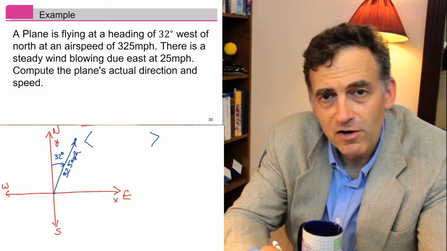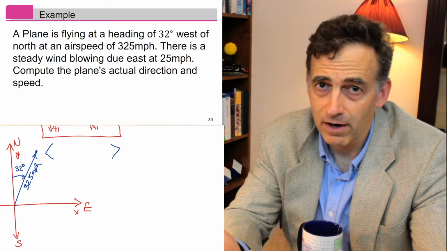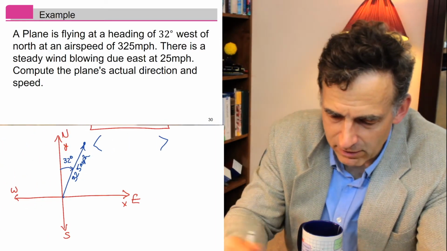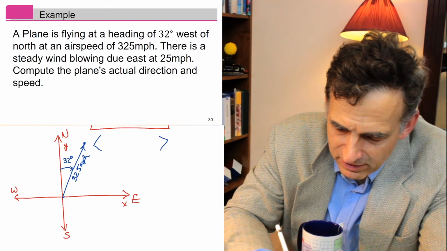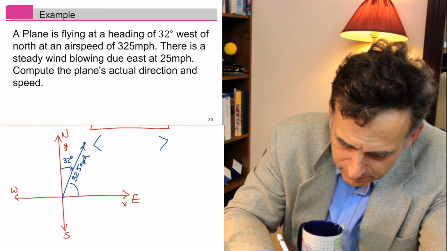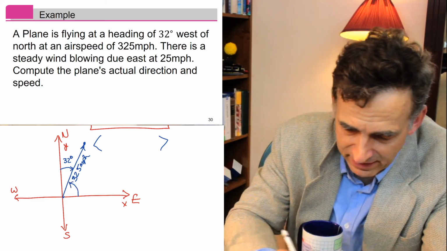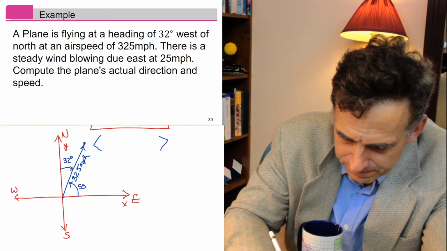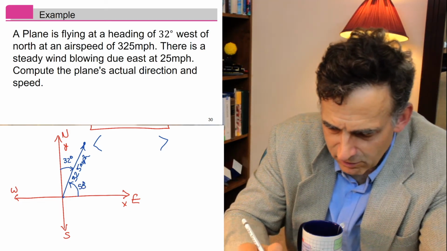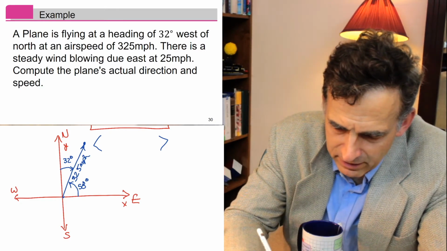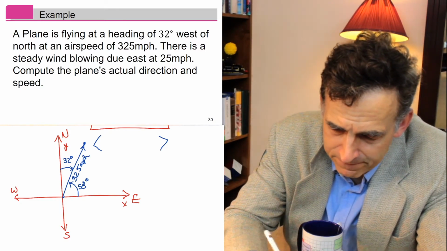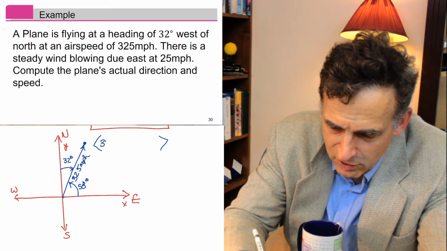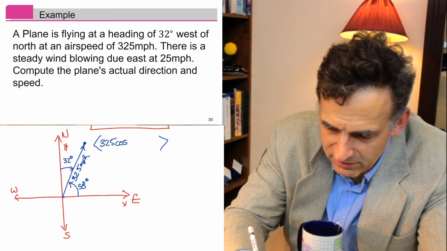Fortunately for us, we've just learned polar coordinates. And so we're going to use the polar coordinates to come up with this. Specifically, we need this angle because our polar coordinates use that angle, not that other one. And so this is 58 degrees. But the x coordinate here is 325 times the cosine of 58 degrees.